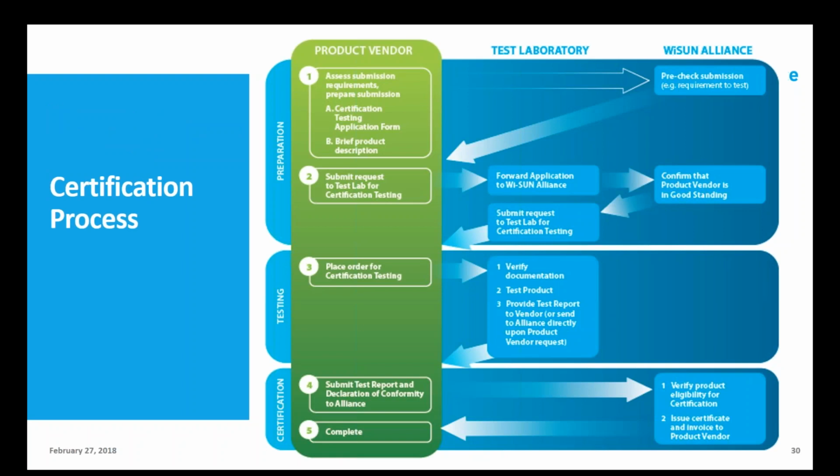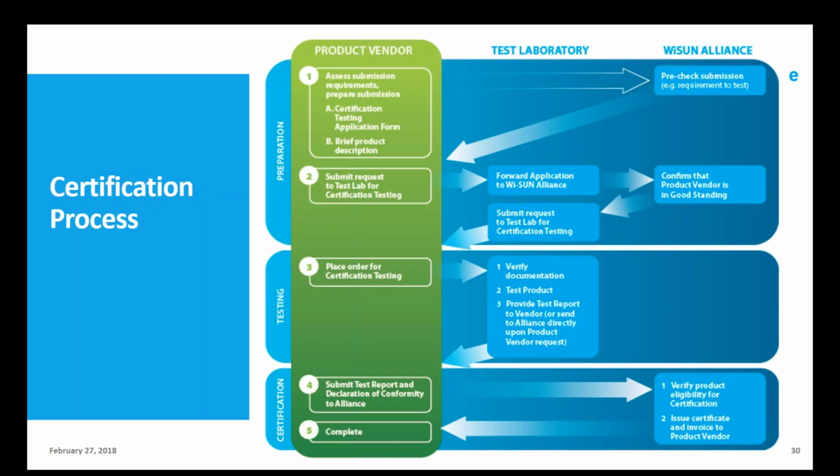I'll just give you an idea of the three parties involved in this diagram: the product vendor, the test laboratory, and the alliance. A product vendor intending to submit an application for certification will first need to engage the test laboratory to conduct certification testing. Before that, there is certain paperwork that needs to be done.